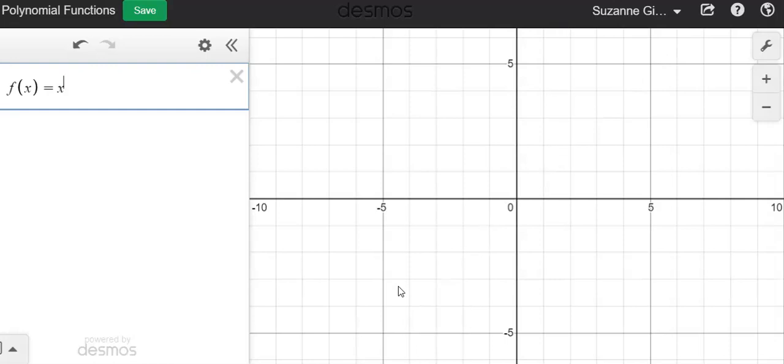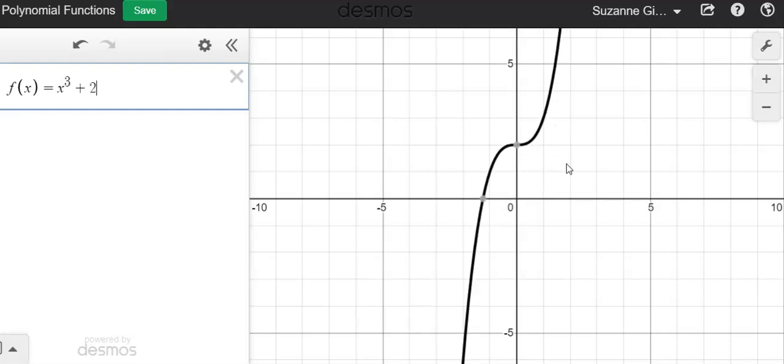3, 5, 7, 9, 11, or really any odd number, then the end behavior is the same. On the left end, the function is headed towards negative infinity, and on the right end, the function is headed towards positive infinity. So for any of these polynomials that have an odd degree, we have the same end behavior.